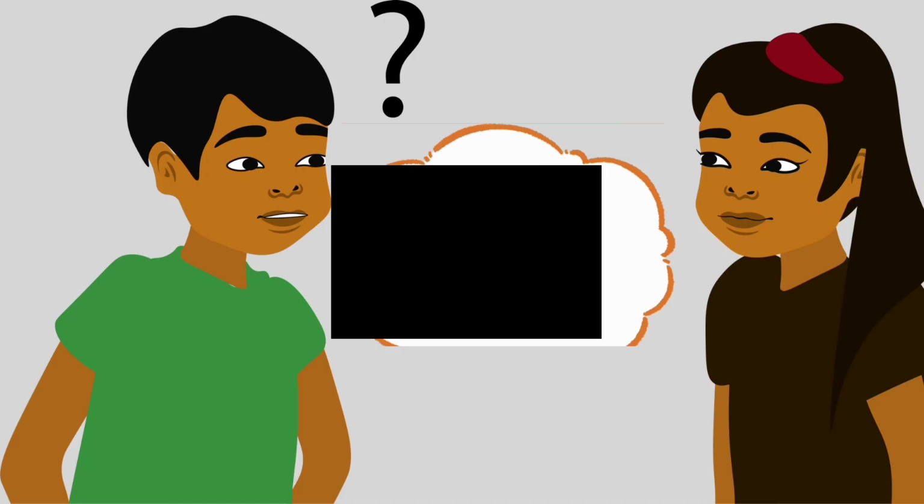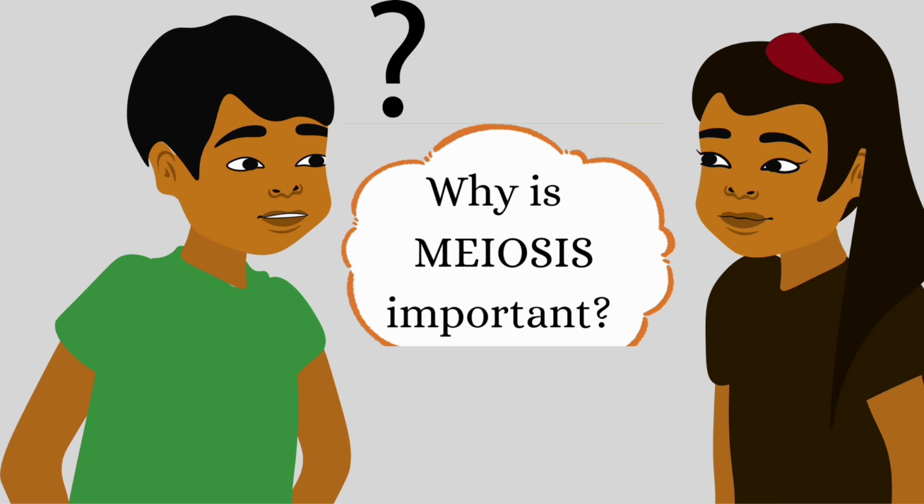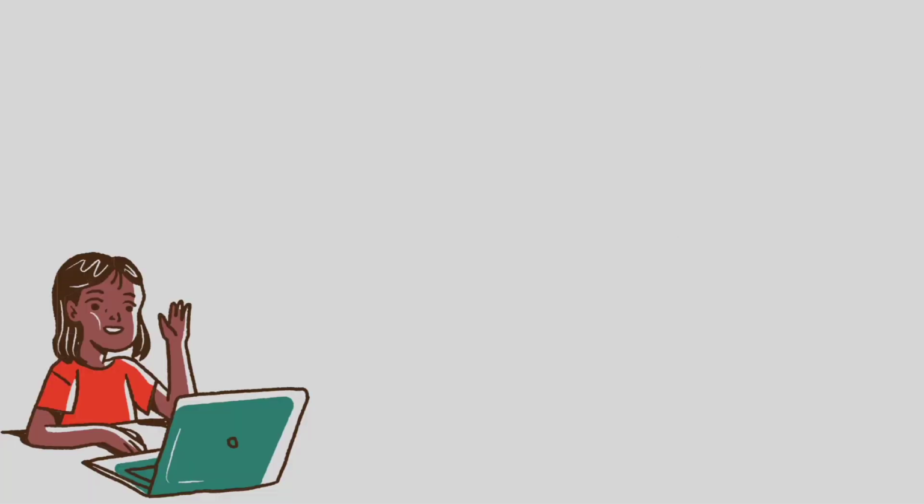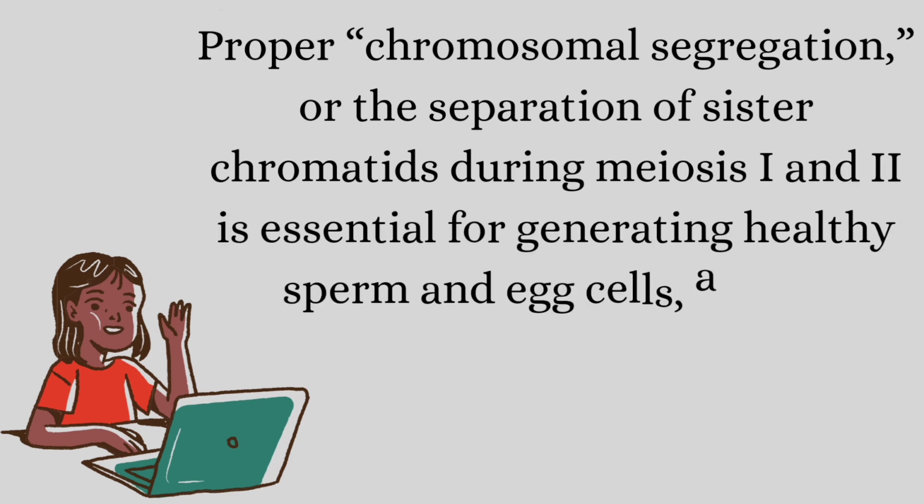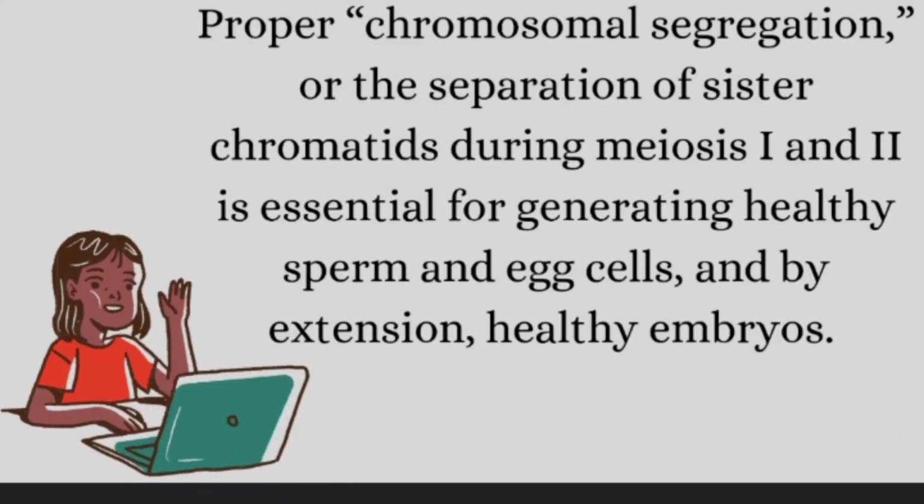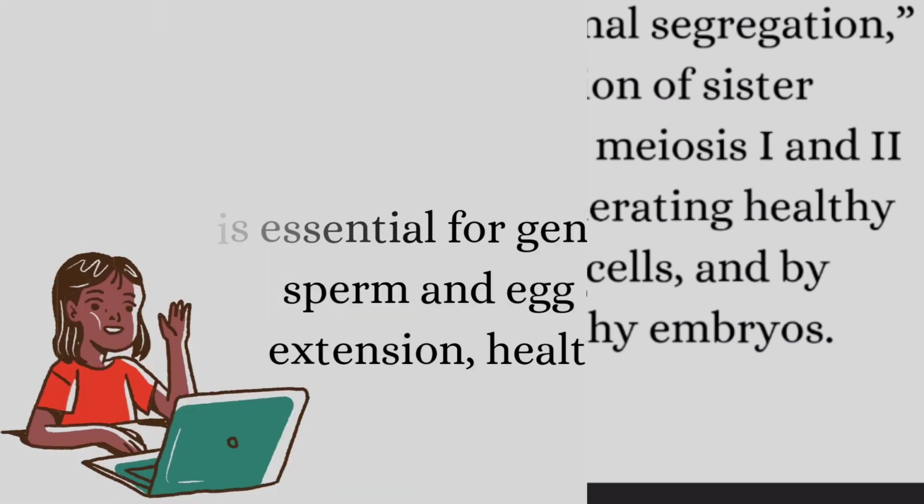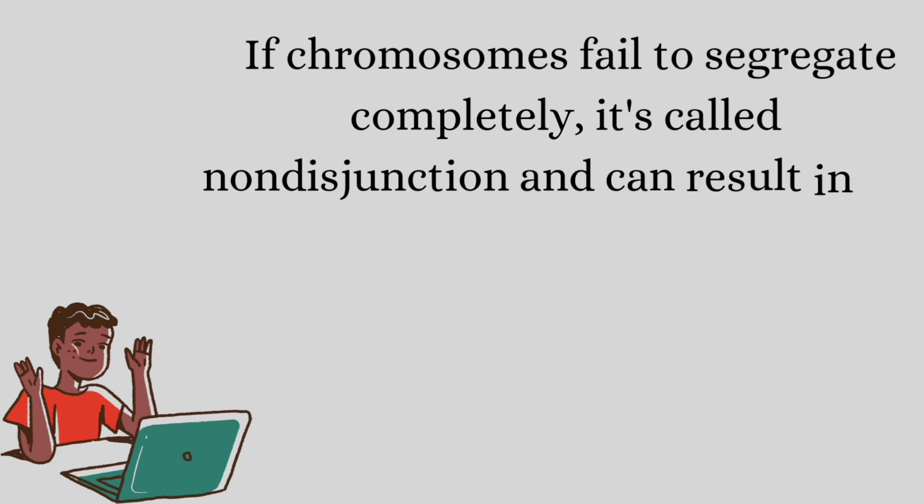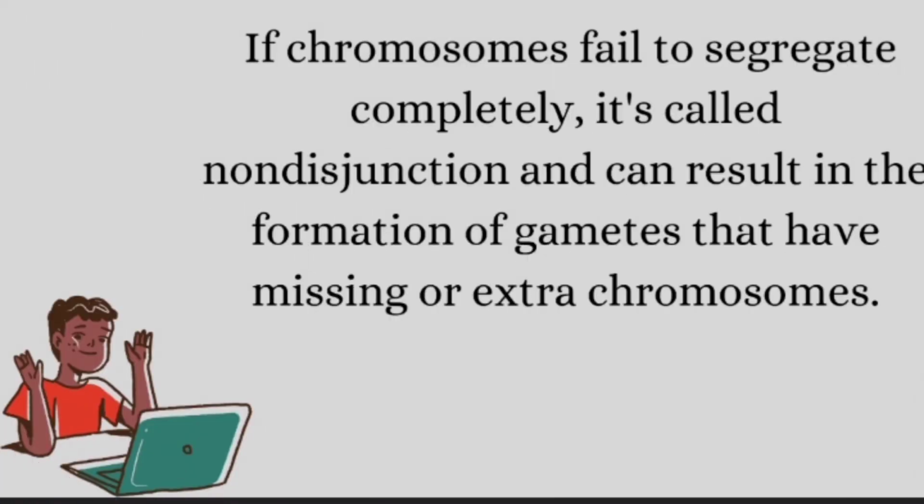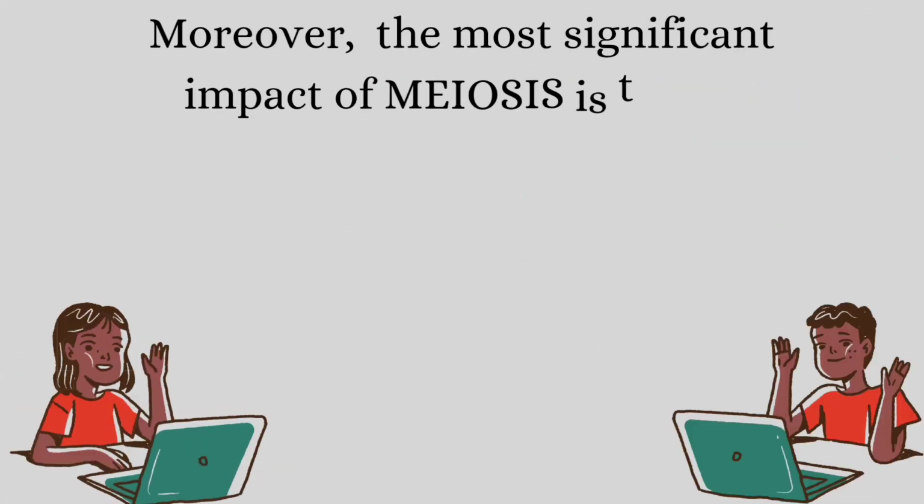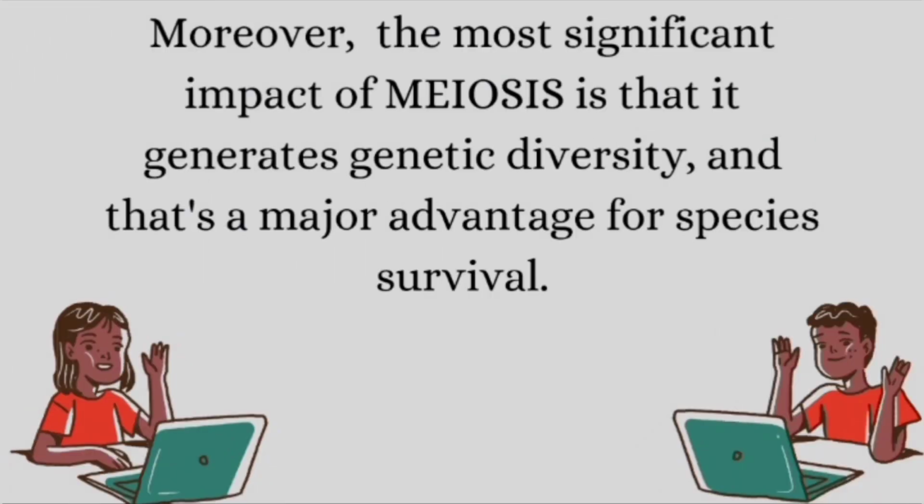Now, why is meiosis important? Proper chromosomal segregation, or the separation of sister chromatids during meiosis I and II, is essential for generating healthy sperm and egg cells, and by extension, healthy embryos. If chromosomes fail to segregate completely, it's called non-disjunction and can result in the formation of gametes that have missing or extra chromosomes. Moreover, the most significant impact of meiosis is that it generates genetic diversity, and that's a major advantage for species survival. That's all.